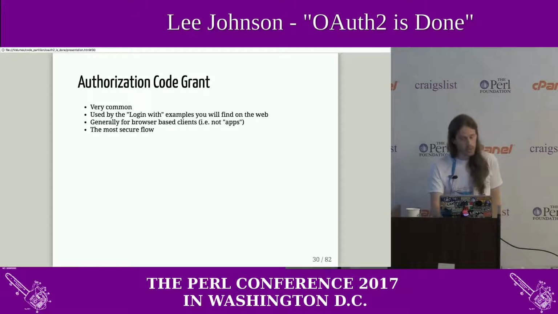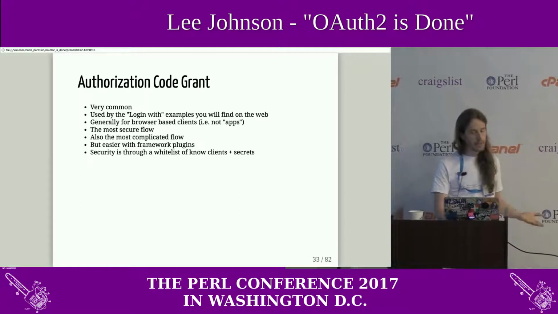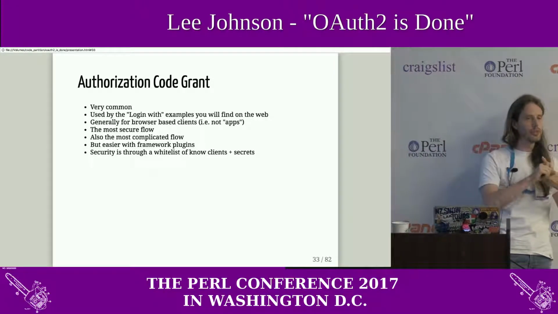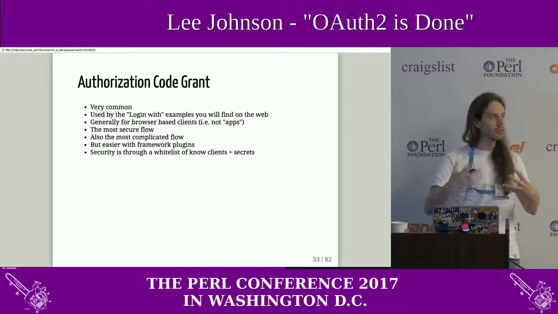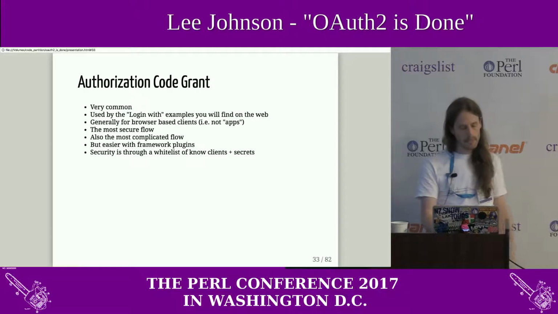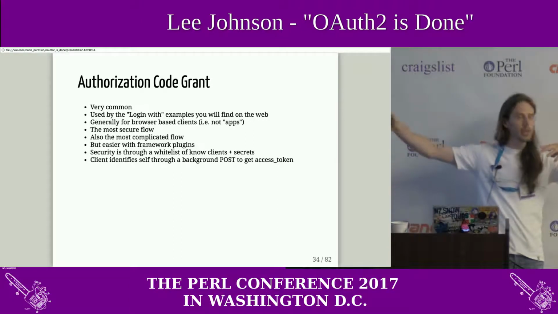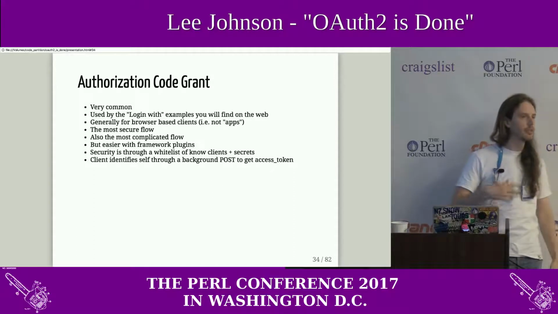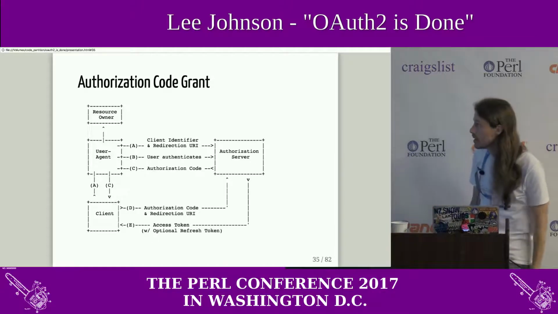And it is the most secure flow, which means it's also the most complicated flow, but it's easy with those framework plugins. And the security is through, as you can see, we have a whitelist of known clients and their secrets. And the thing you should do is you should assign secrets to clients. You shouldn't let them set the secret, so you can set a strong passphrase or whatever. And the security is because the client makes a background post to get the token, so that doesn't get into log files, and it's not viewable by the user who is using the flow. And the flow looks something like this.